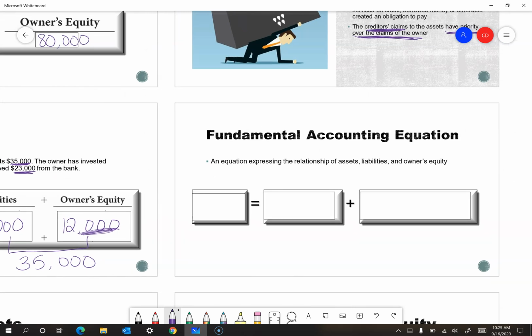So the accounting equation is assets equals liabilities plus owner's equity. And this is going to be the basis of everything we do in this course. So you need to memorize this. Assets equal liability plus owner's equity. And you could think of it as ALLO. Okay?